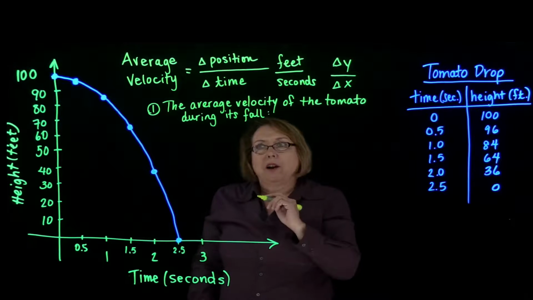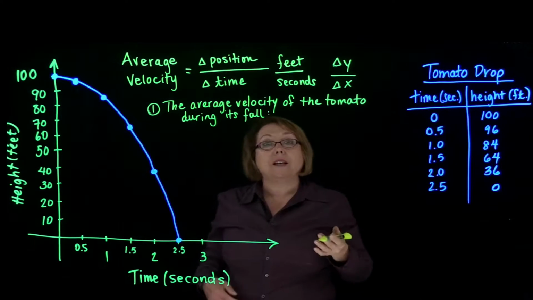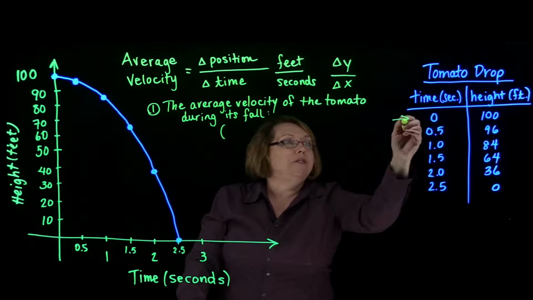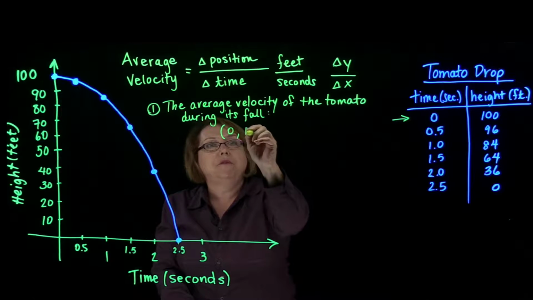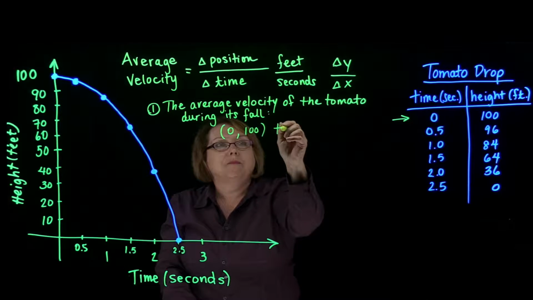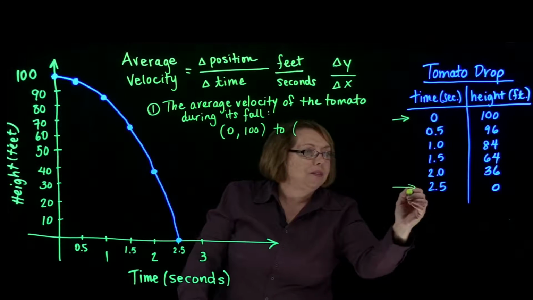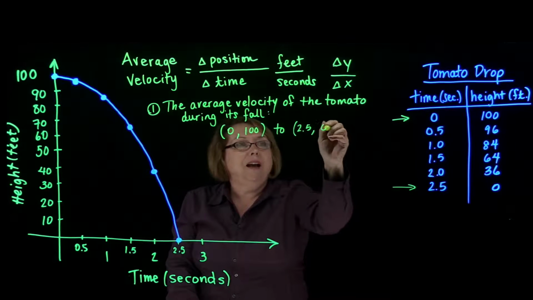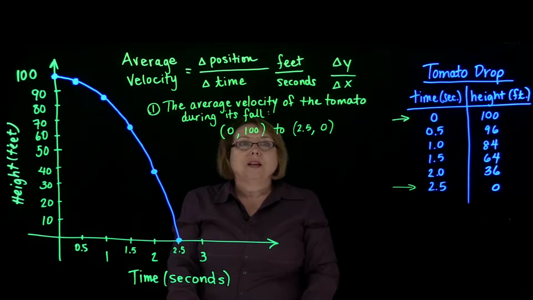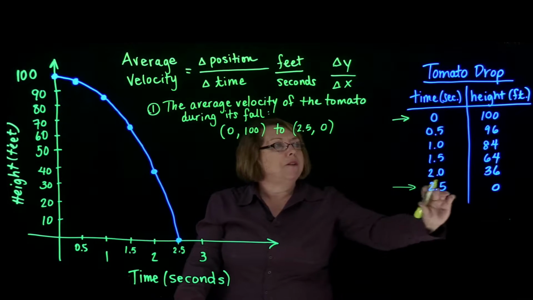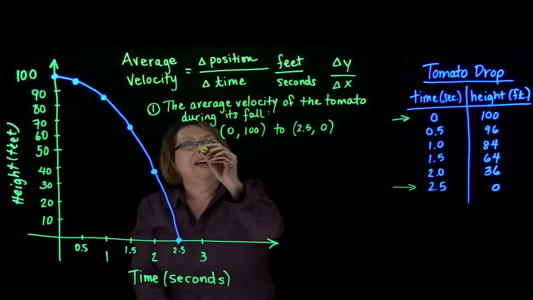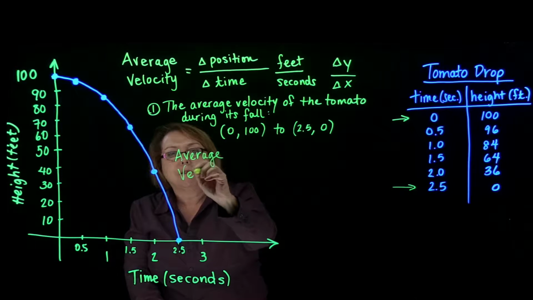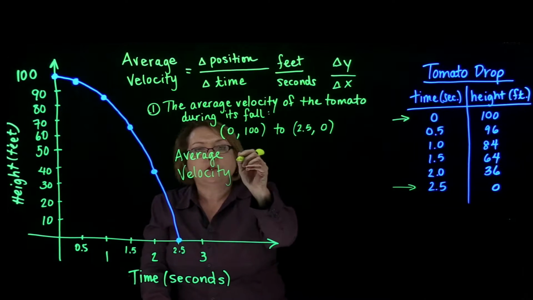So the first problem we'll work on is the average velocity of the tomato during its fall, meaning starting at time of 0 with a height of 100 feet to when it splats on the ground after 2.5 seconds, we have a height of 0 because it's on the ground. So you can think of these as x, y ordered pairs from our table here. And our average velocity will be our change in position.